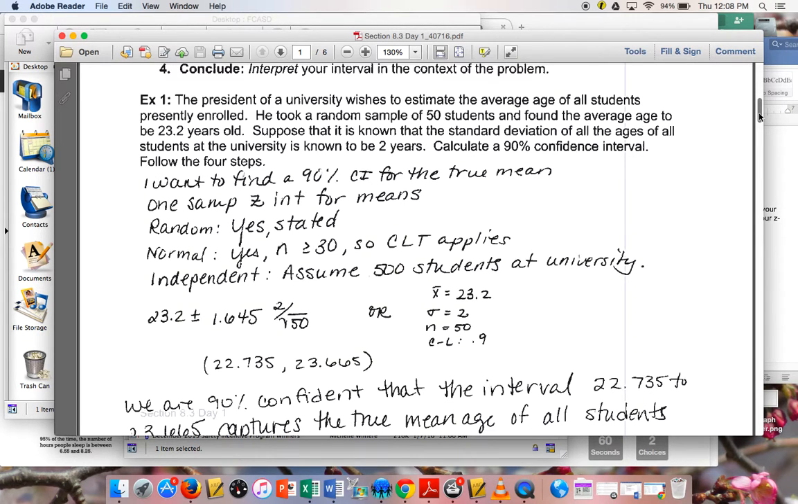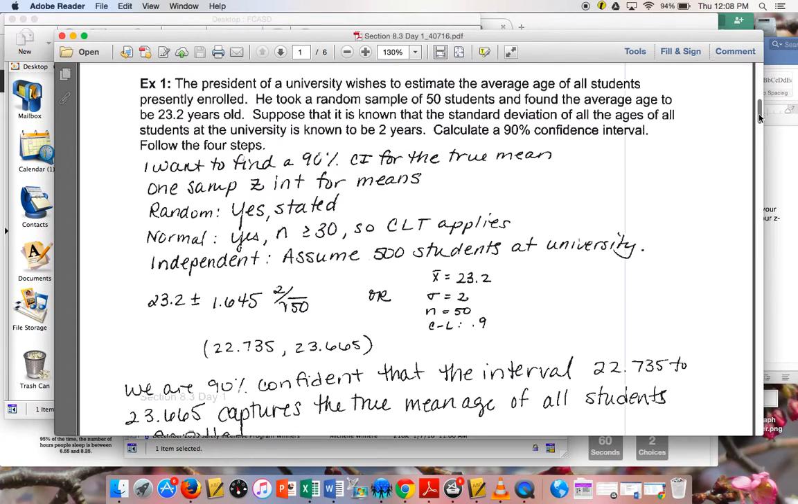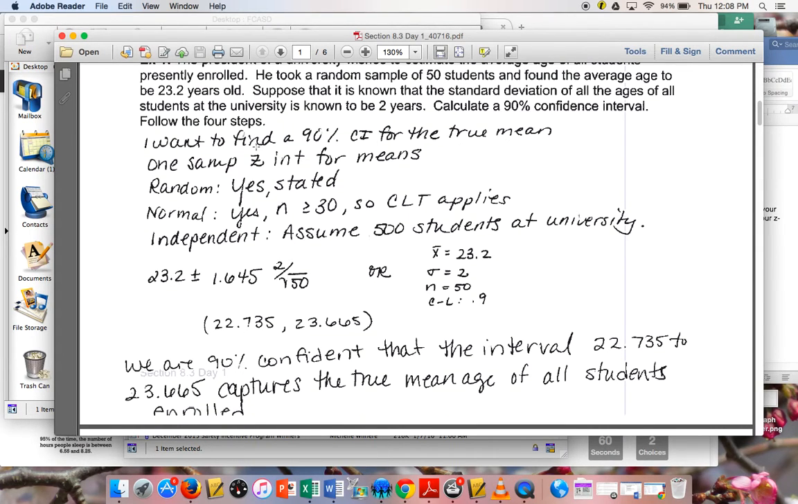This example right here should have been pretty straightforward. There's my first step. Here's my second step. There's the do, and then my interpretation down here. Instead of writing proportion, I'm just writing the mean age.